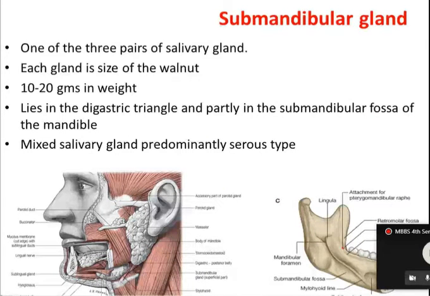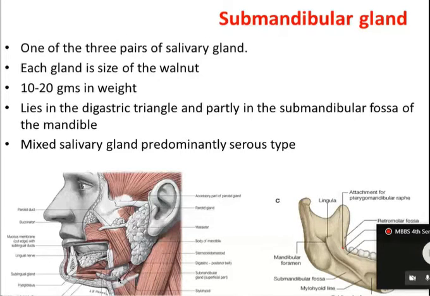So that is all about the suprahyoid muscles. Talking about the submandibular gland, it is one of the three major pairs of salivary glands. Each gland is the size of a walnut. Here we can appreciate the submandibular salivary gland, which is 10 to 20 grams in weight and lies in the digastric triangle. The digastric triangle is a triangle in the anterior neck.